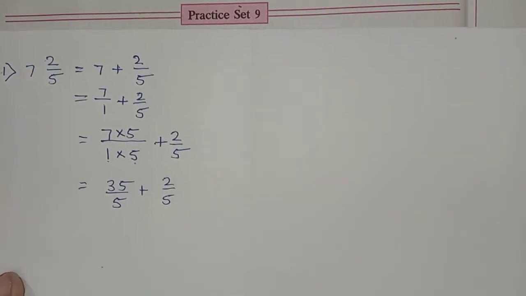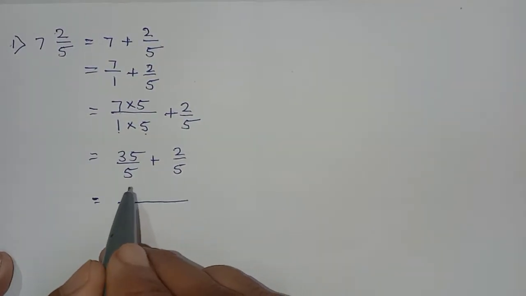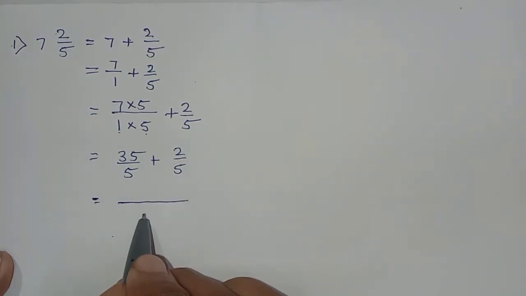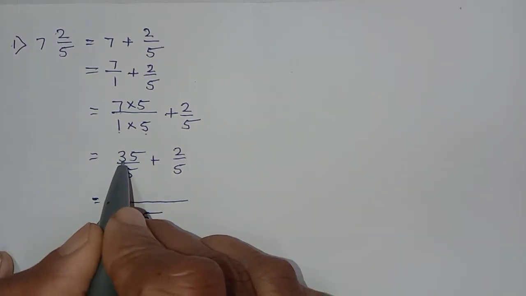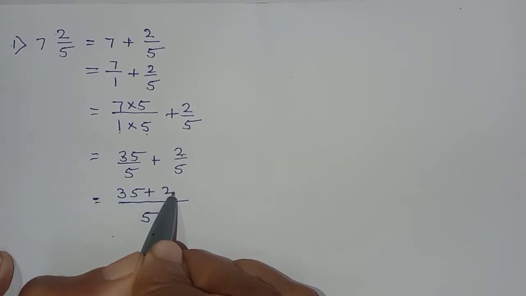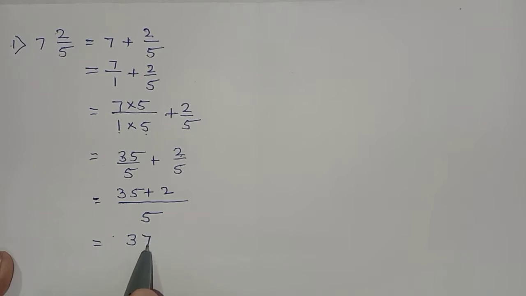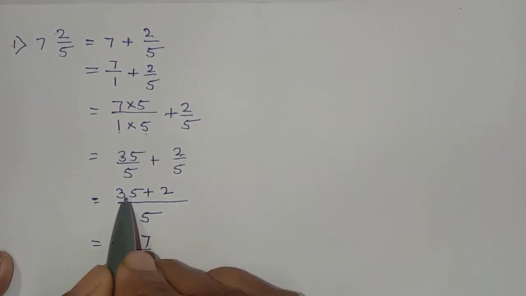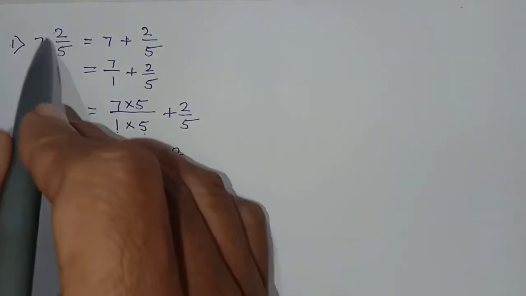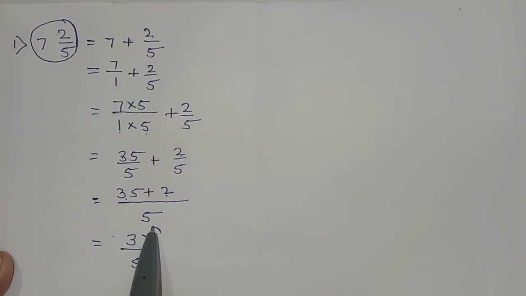Now the denominators are alike, so we can add. There are the same denominators, so we can write 5 in the denominator and we can add 35 plus 2, which is equal to 37 upon 5. 35 plus 2 is 37. 37 upon 5. So we have converted the mixed number into an improper fraction.